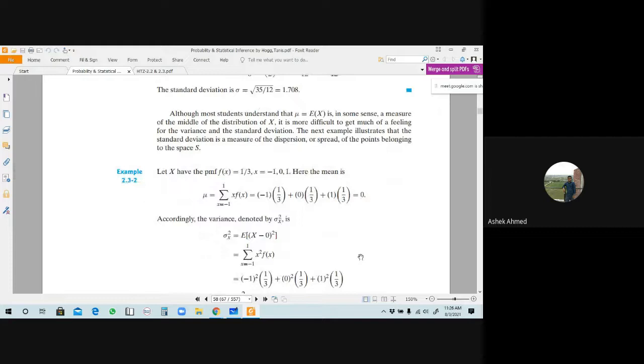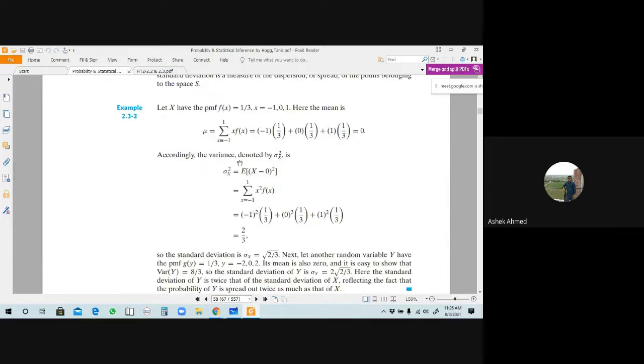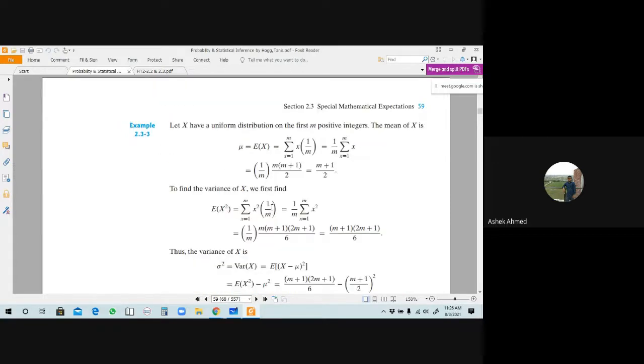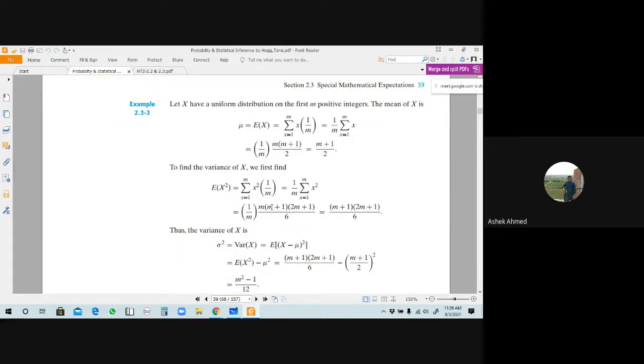In a similar way, you can find the variance of x here also. Now we will discuss this result here.